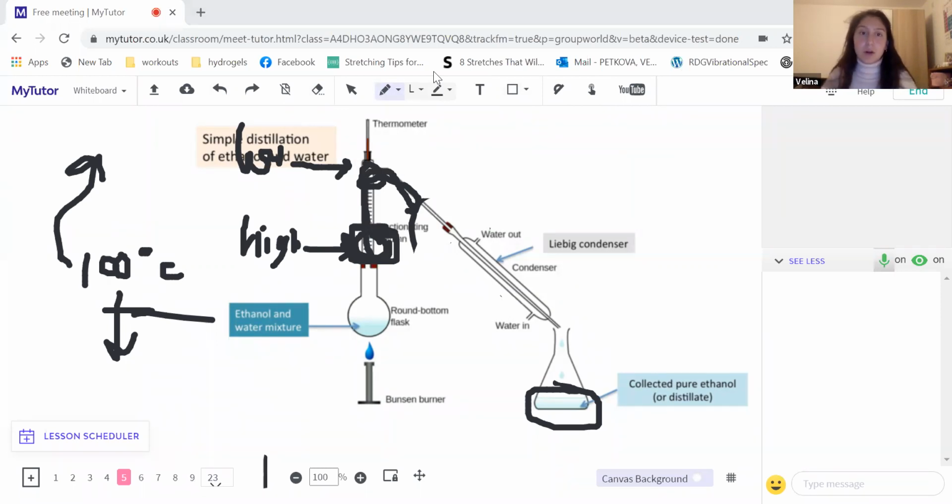If there were... oh sorry, I've already said that one. No, you don't need to know how cold the water has to be in the condenser. It's just that at school you would connect it to your water supply. Okay, so let's move on to C.